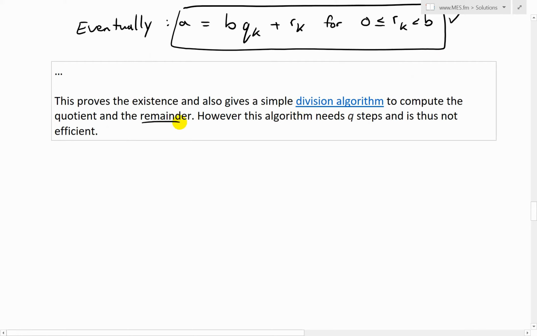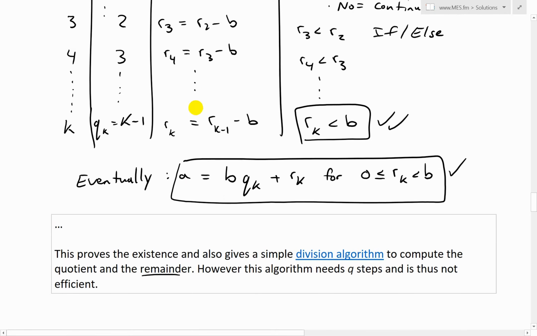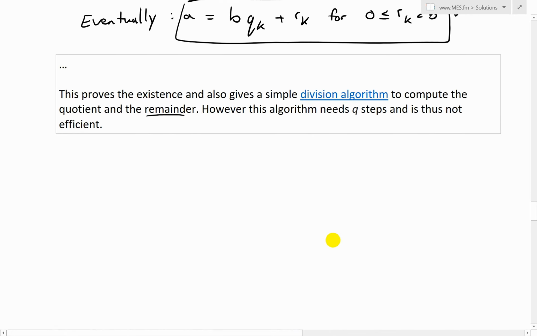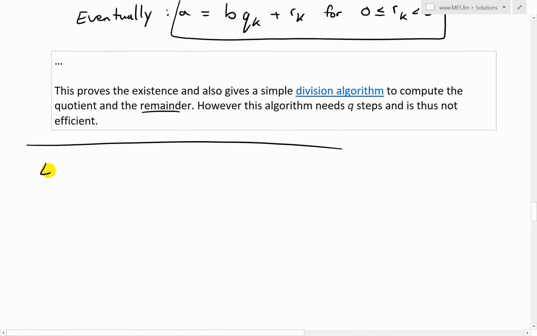and the remainder. However, this algorithm needs q steps, and this is not efficient. And again, this is from Wikipedia. I just changed up how the format was. I realize there's a line going through on the sides. But anyways, let's give a quick example here of one with actual values. So example here, and look at the case again.